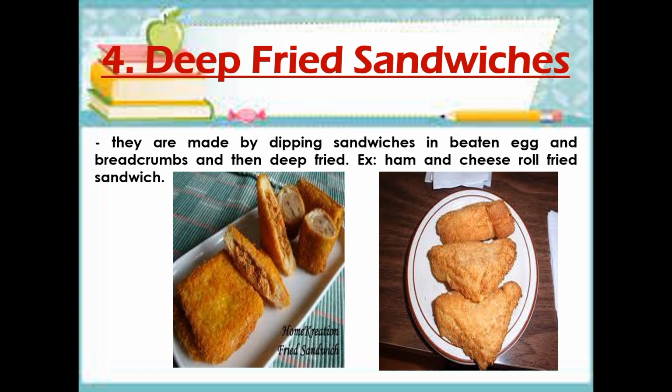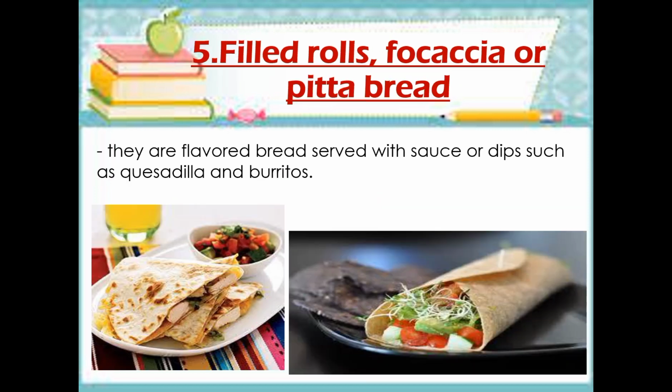4. Deep fried sandwiches. They are made by dipping sandwiches in beaten egg and breadcrumbs and then deep fried. Example, ham and cheese rolled fried sandwich. 5. Filled rolls, focaccia or pita bread. They are flavored bread served with sauce or dips such as quesadilla and burritos.